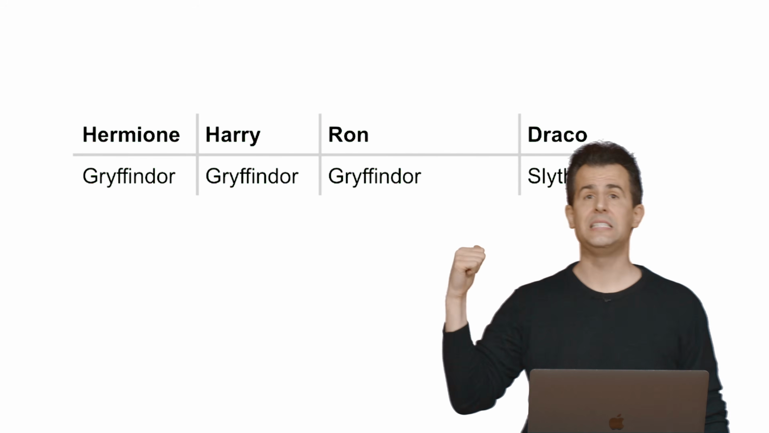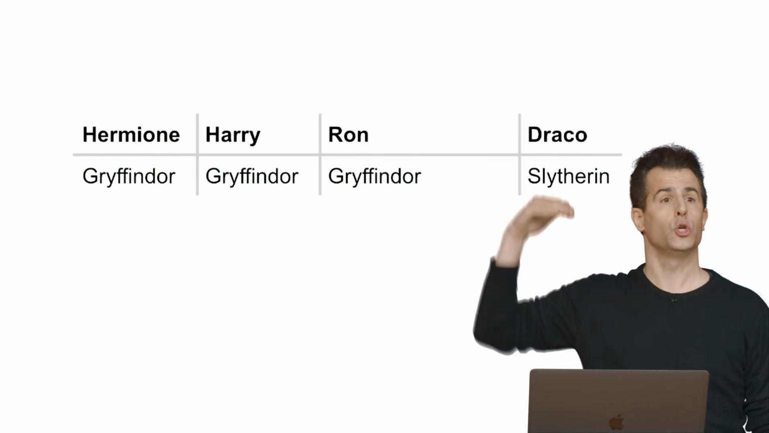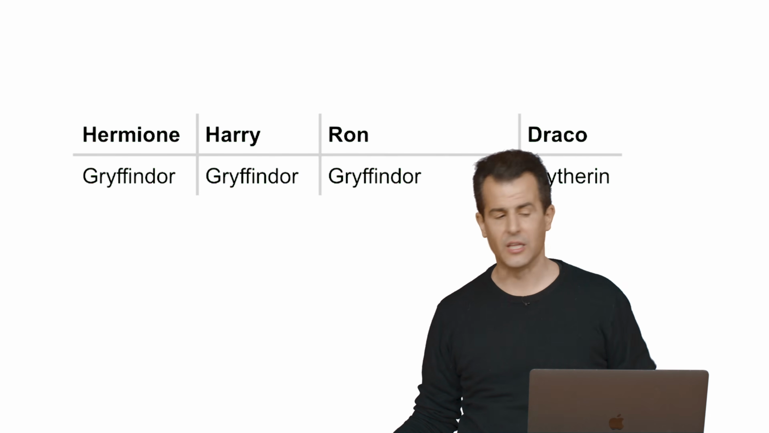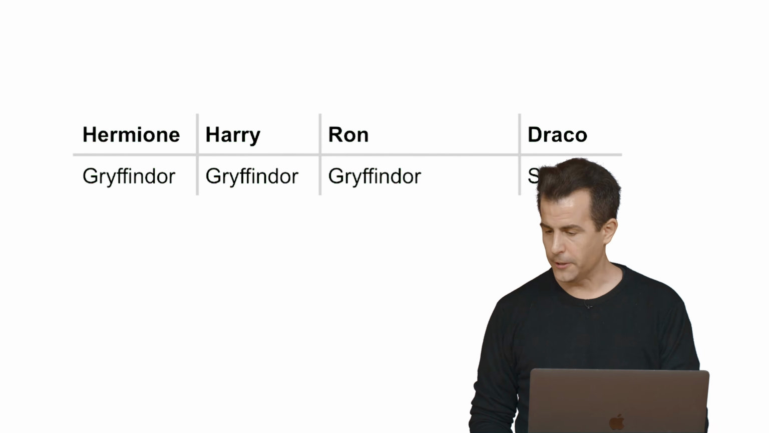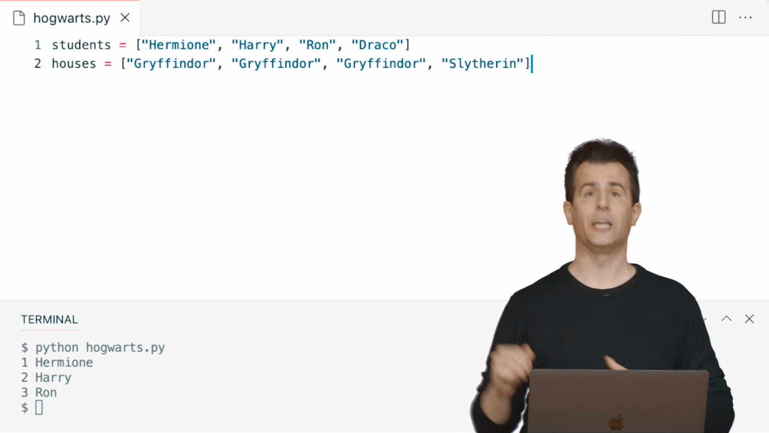But I do want to implement this idea. I want to associate something with something. A student with a house, a student with a house, a student with a house, and so forth. So how can I go about doing this? Well, let me go back to my code here. And let me propose that we do this using a Python dictionary.